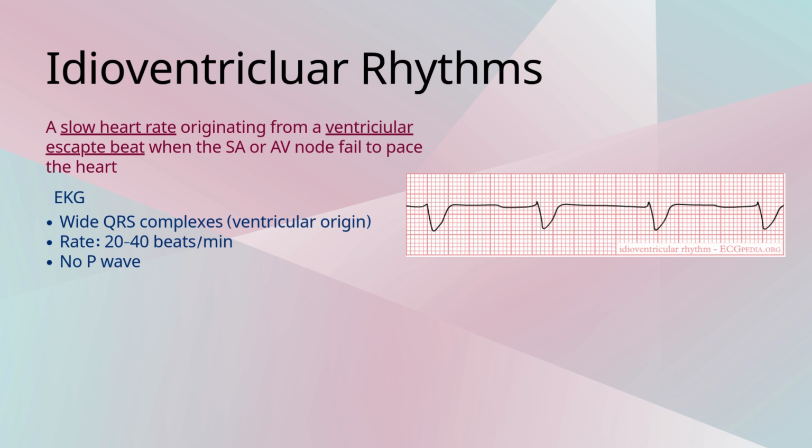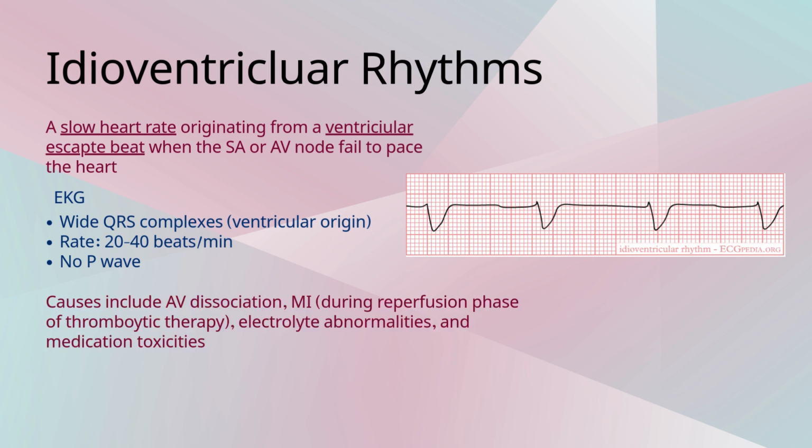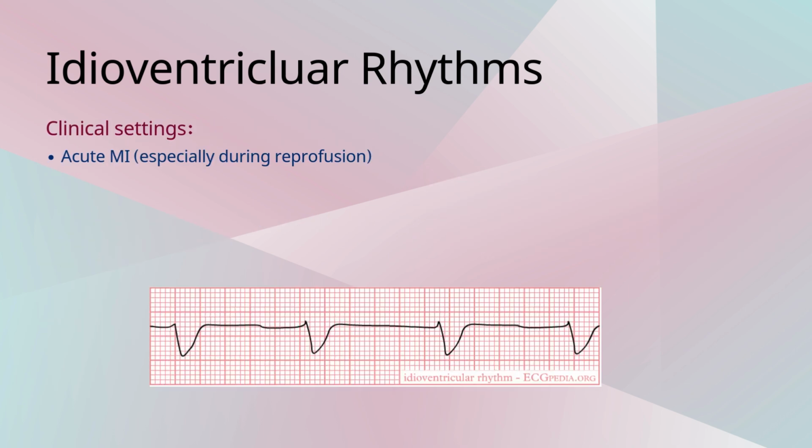So some potential causes include AV dissociation, MI, especially during a reperfusion stage of thrombolytic therapy. So that's kind of your board pearl there is during reperfusion, seeing a ventricular rate and rhythm. And then electrolyte abnormalities, some medication toxicities can also be culprits. Some clinical scenarios where you might see this.